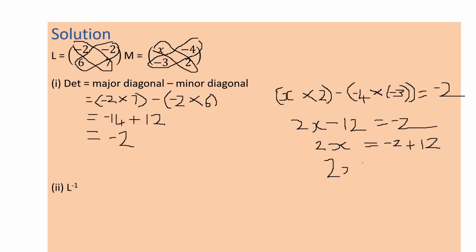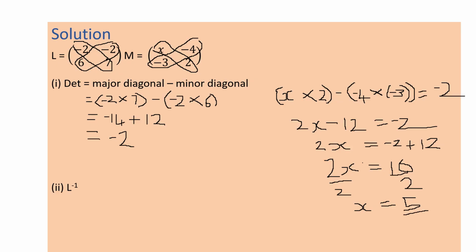Then you say 2x equal to 10, which will be the positive here. Then you say over 2, over 2, and finally we have x. So 10 divided by 2, that is 5. So our value of x is 5. Let's move on to the next.